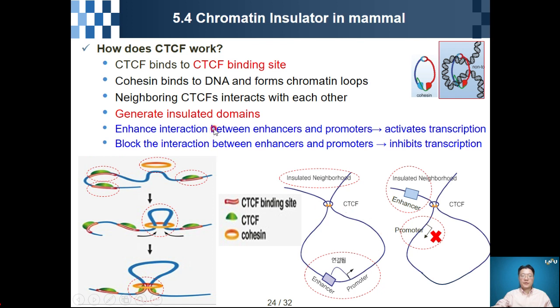So there will be two cases. One case is they can activate transcription. Another case is it can inhibit transcription. In one case, the enhancer and promoter are located within the insulated domain, so it enhances the interaction between the enhancer and promoter and can activate transcription. But when the enhancer and promoter are separated by CTCF, in this case it blocks the interaction between enhancer and promoter. It will inhibit transcription.